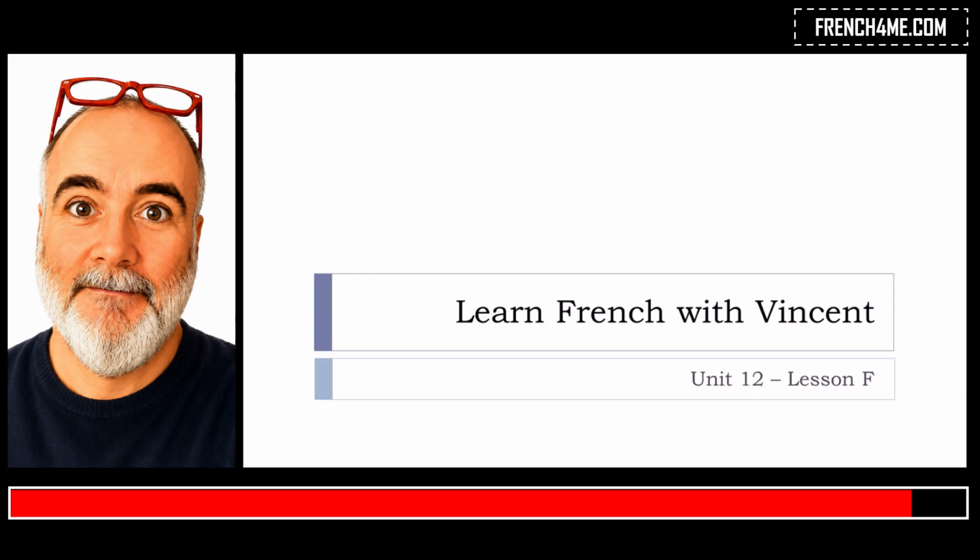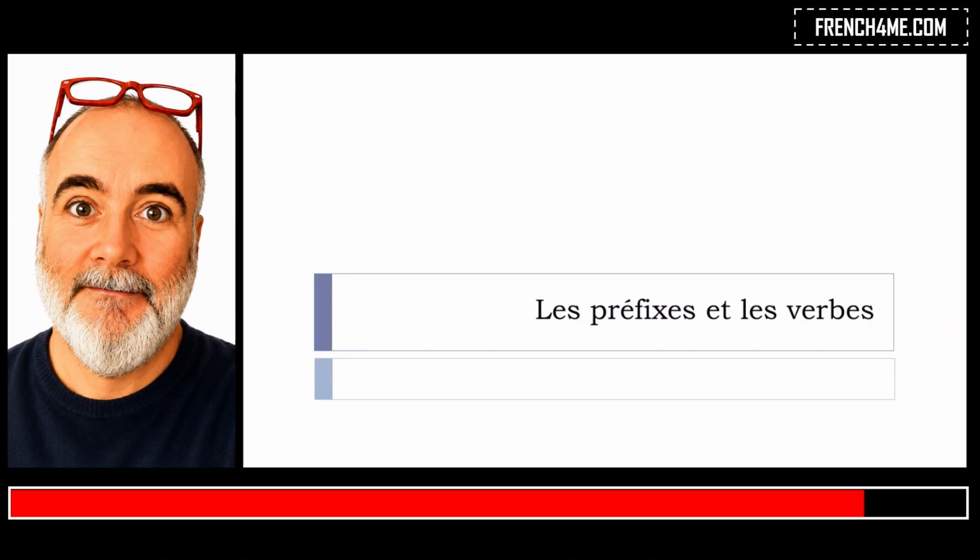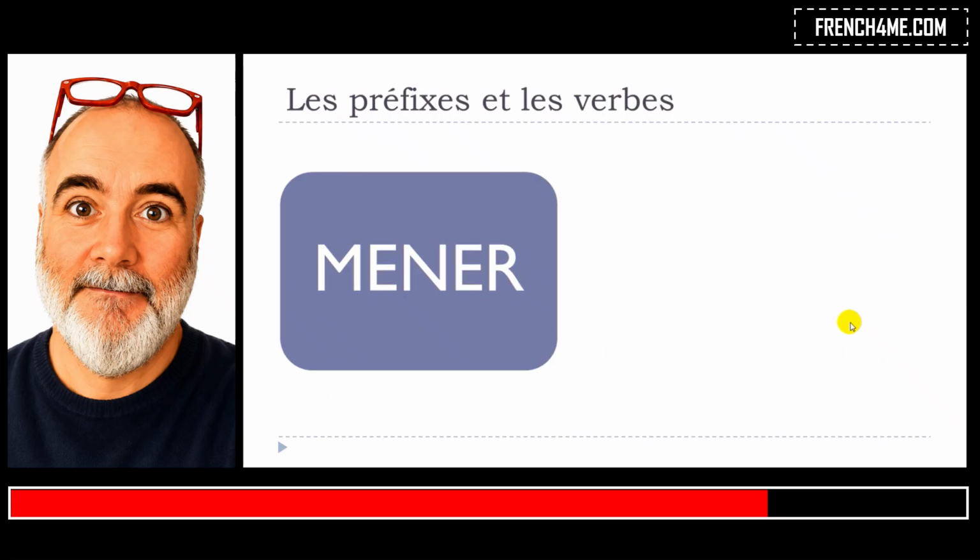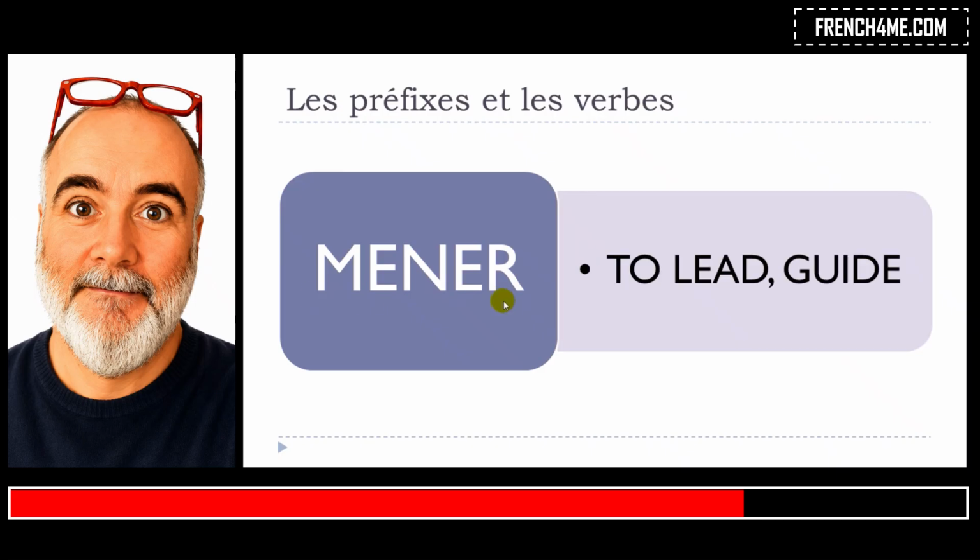This is Unité 12, leçon F. And in this lesson we'll continue the series of videos that we've been starting concerning the topic les préfixes et les verbes. So this video will only focus on the verb mener. Okay, this is the meaning of mener, okay? And we'll see that by adding a few letters in front of mener, we will actually change the meaning of these verbs. So the original meaning of this verb, and this is right here, the original meaning.